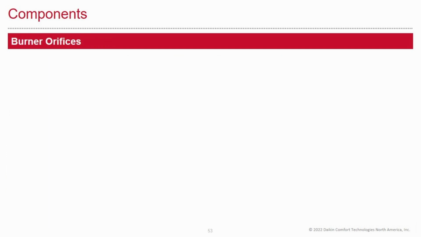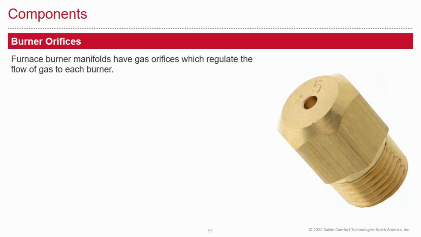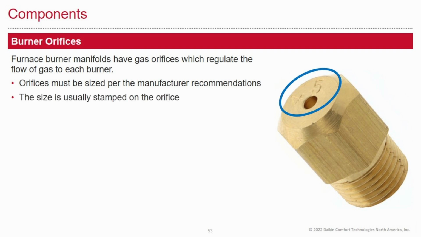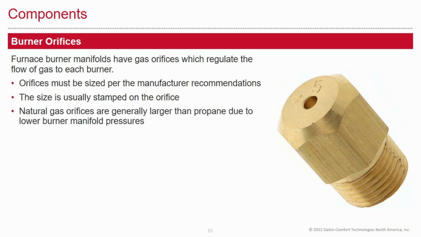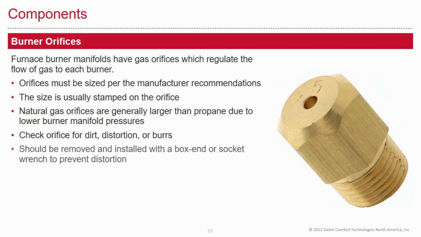Burner orifices. Furnace burner manifolds have gas orifices which regulate the flow of gas to each burner. Orifices must be sized per manufacturer's recommendations. The size is usually stamped on the orifice. Natural gas orifices are generally larger than propane orifices due to lower burner manifold pressures. Check the orifices for dirt, distortion, and burrs. It should be removed and installed with a box end or socket wrench to prevent distortion.